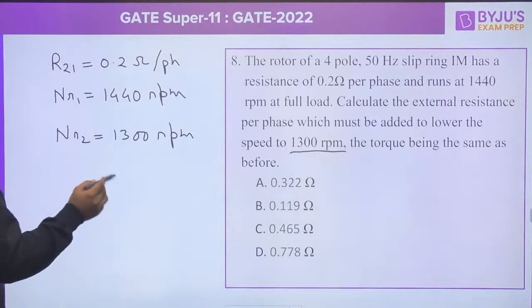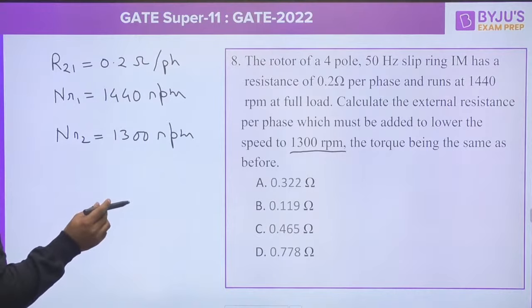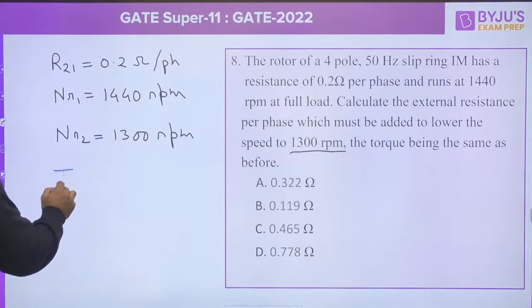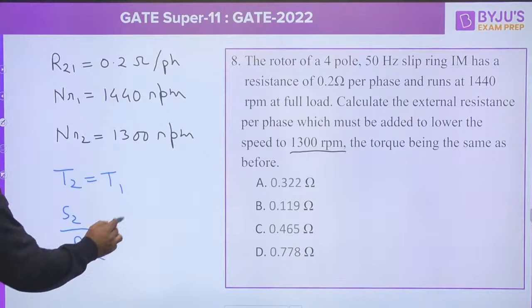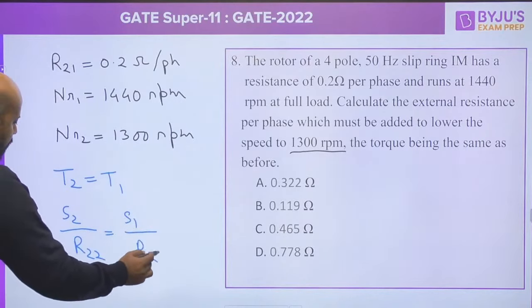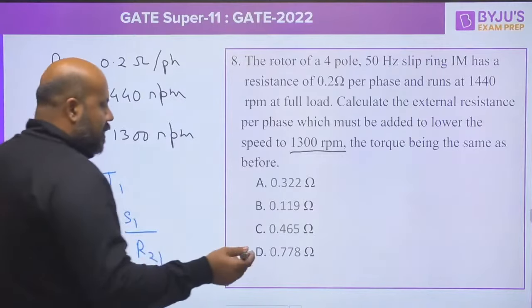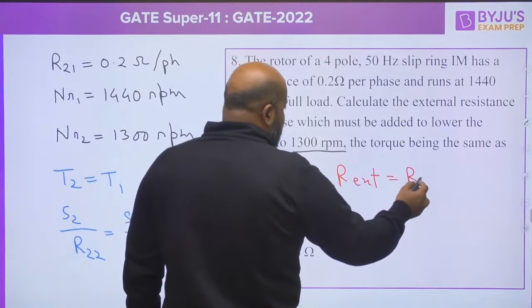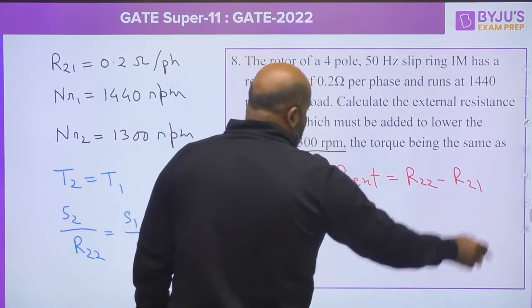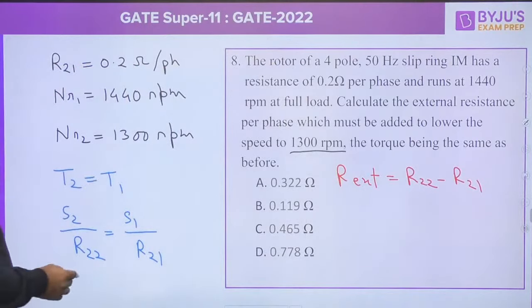And again, listen, yes, torque is going to be same. So you are writing T2 is equal to T1. So simply you can write S2 upon R2_2 is equal to S1 upon R2_1. But the only thing you have to take care in this question is that he is asking the external resistance. So external resistance is going to be how much? The rotor resistance for the second case minus rotor resistance for the first case. Now the same procedure you have to do.